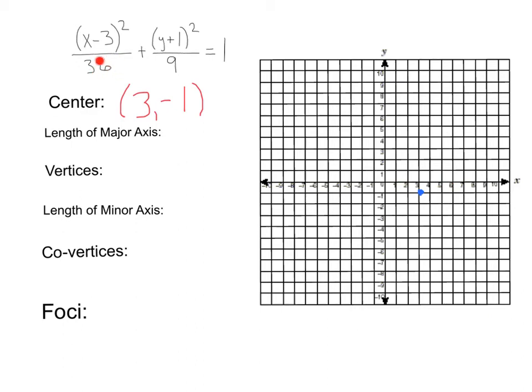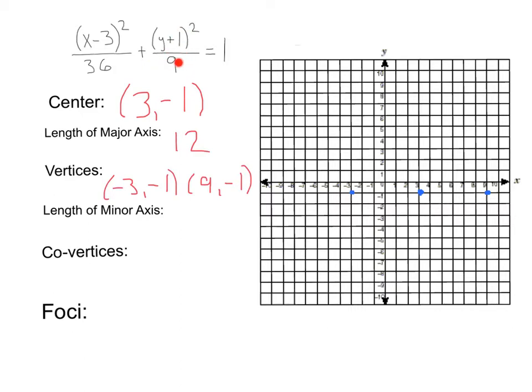If I take the square root of this 36, I'm going to get 6. And you could think of this 6 kind of like a radius from the center. So, since we're going the horizontal direction, I'll count 6 spaces over. 1, 2, 3, 4, 5, 6. And I'm going to have one vertex right here. Let's count 6 in the other direction. 1, 2, 3, 4, 5, 6. And my second vertex right here. This gives me a major axis length of 12 and my vertex points at negative 3, negative 1, and 9, negative 1. Next, let's take a look at our minor axis.